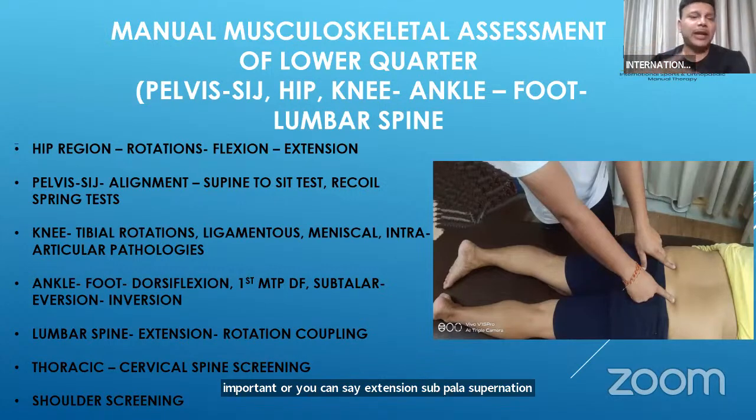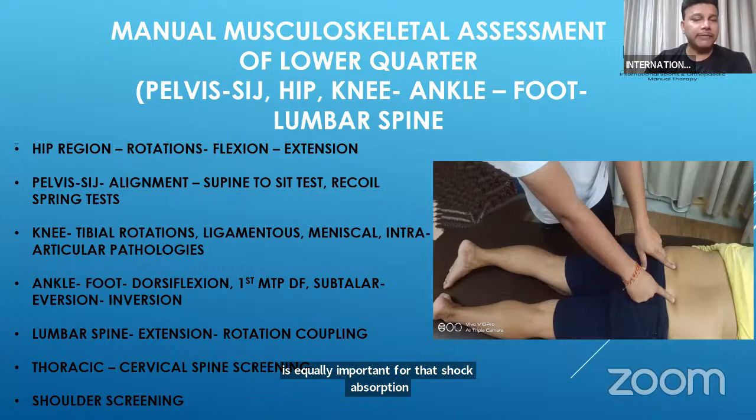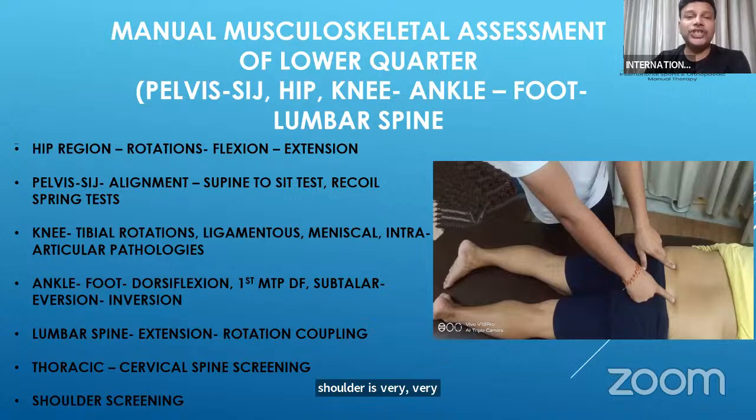When it comes to the lumbar spine, I'll be skipping the lumbar, thoracic and cervical spine. Obviously, I can't cover all the assessment and the treatment. In the lumbar spine, you have to see the extension and the rotation coupling. In the thoracic spine, again, you have to cover the extension and the rotation, including the cervical spine. The shoulder is very important again. We must check shoulders and neck in our running athletes.